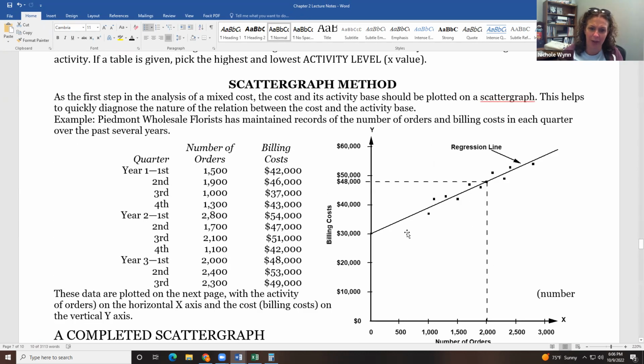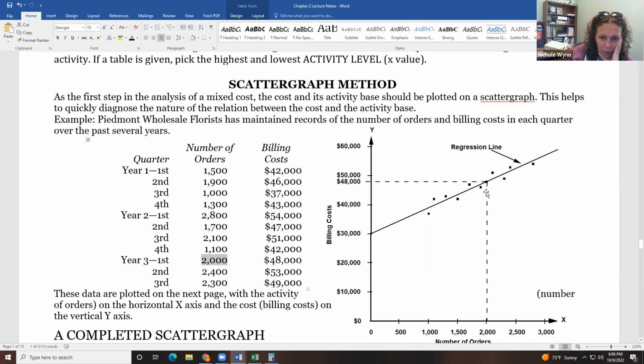So the scatter graph method basically is you just plot all of the data points. So in this example, I have almost 3 years of data. I don't have the 4th quarter of year 3. And so I have the number of orders and the billing costs. So when I had 1,500 orders, then this was my billing cost. So it looks like it was about $42,000. Okay, so there's that data point. But then when it was 2,000 orders, the cost was about $48,000.